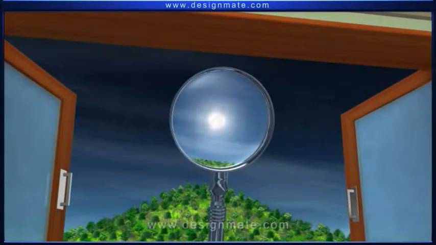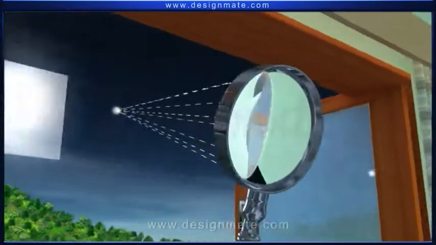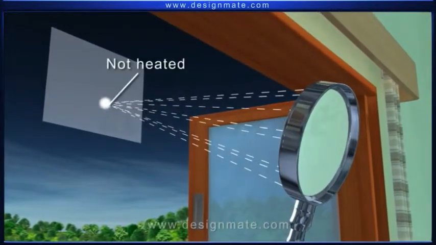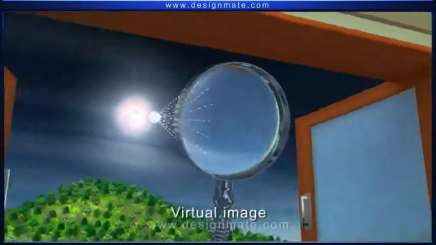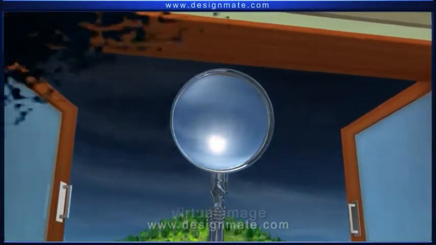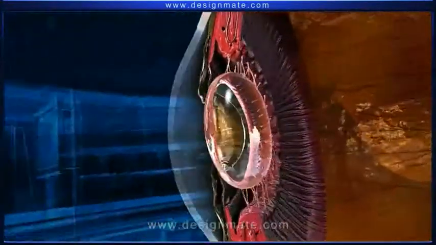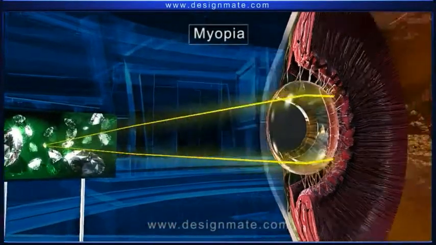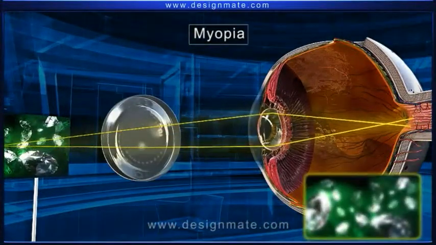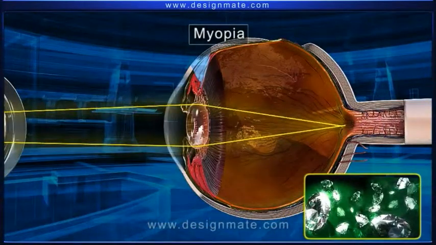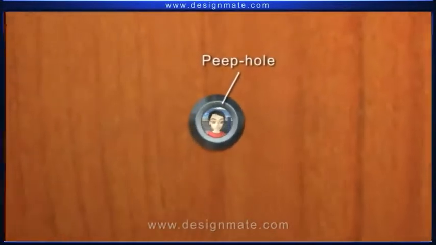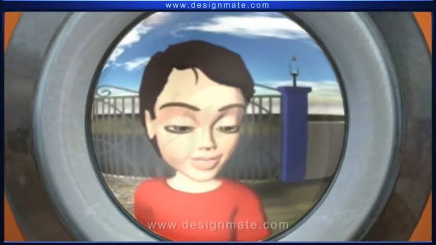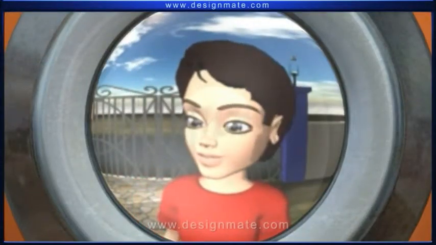The sun viewed from a concave lens would appear as a point. If you place a paper at this point, it would not be heated. The image formed in this case is a virtual image. The concave lenses are used to correct the short-sightedness in people suffering from myopia. A concave lens is also used in the peepholes of doors to get a minimized image of the person on the other side of the door.